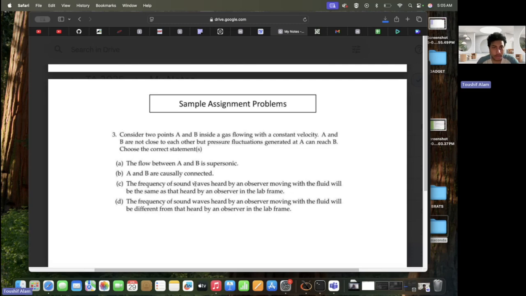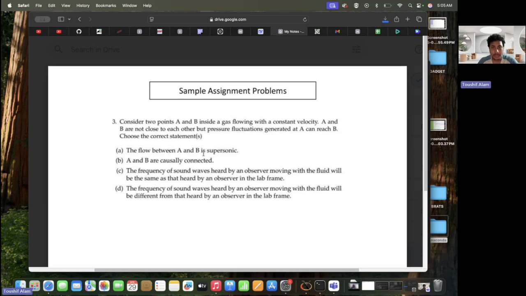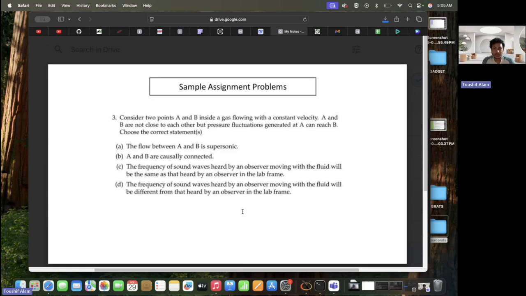Consider the next question. Consider two points A and B inside a gas fluid with a constant velocity. A and B are not close to each other, but pressure fluctuations generated at A can reach B. Choose the correct statement. The flow between A and B is supersonic. A and B are causally connected. The frequency of sound waves heard by an observer moving with the fluid will be the same as that heard by an observer in the lab frame. Or, the frequency will be different from that heard by an observer in the lab frame.